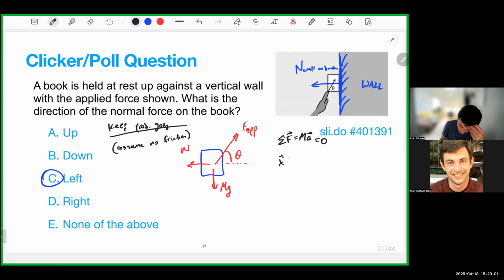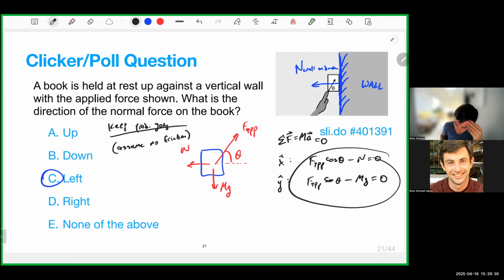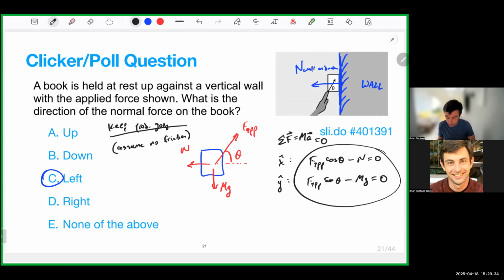So in the x direction, what this is telling us is F applied cosine theta. That'll give this piece. So F applied cosine theta minus n is equal to 0. And then the y direction is telling us F applied times sine theta minus mg is equal to 0. So depending on what we're given, we can solve for some unknown quantities. We would have to know all but two of these quantities, and we can solve for the other two using these two equations.